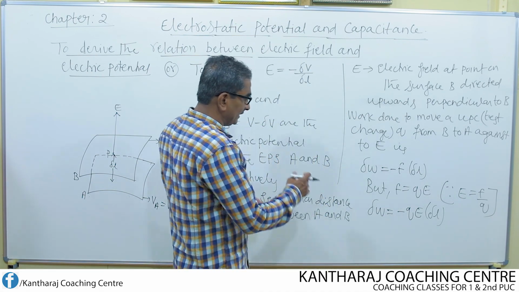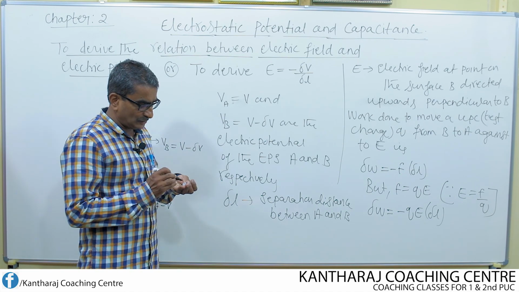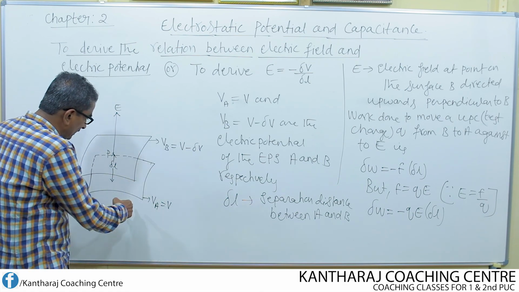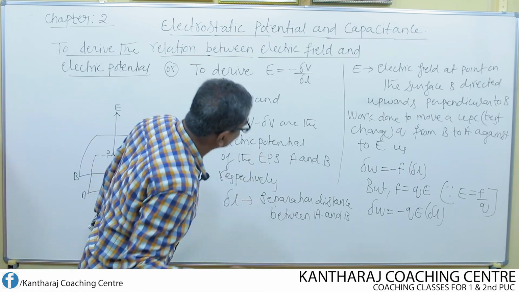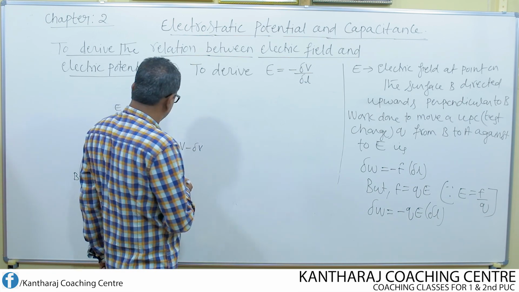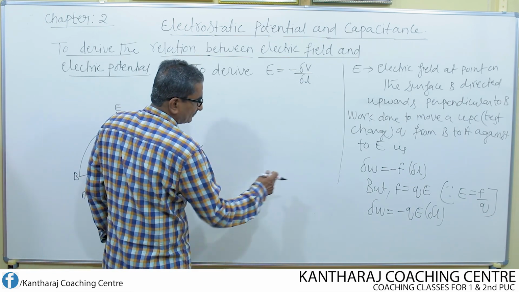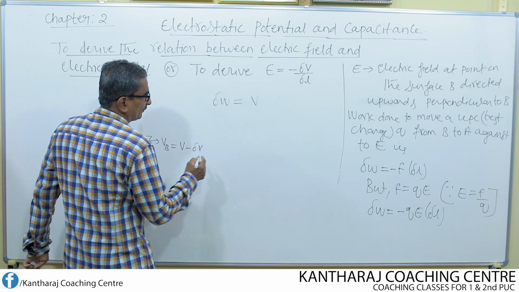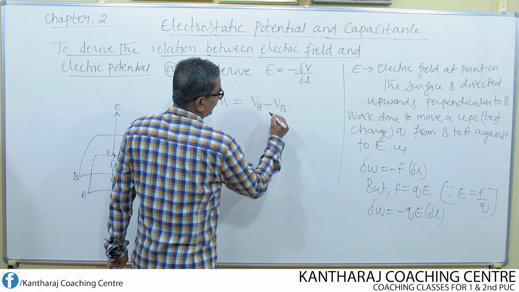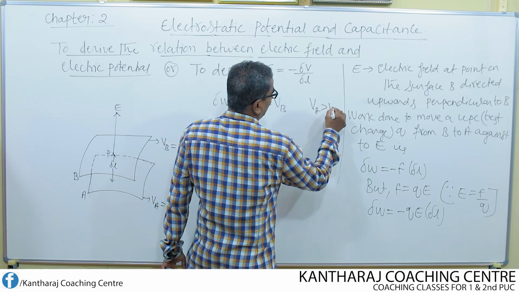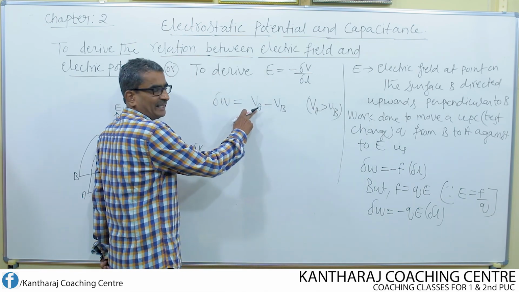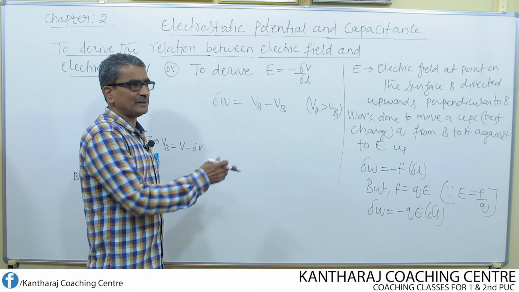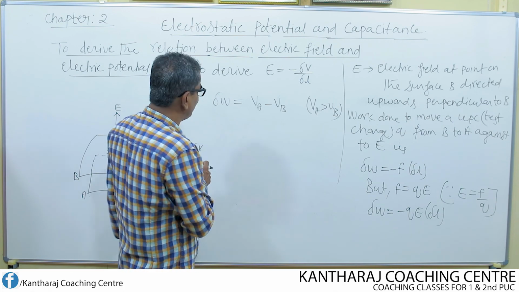Then we also know that work done in moving a charge from one surface to another surface is equal to the potential difference between the two surfaces, that is VA minus VB. Remember, VA is greater than VB, so that is why I write VA first and VB next. This is by definition that we studied already in the previous class explanation.